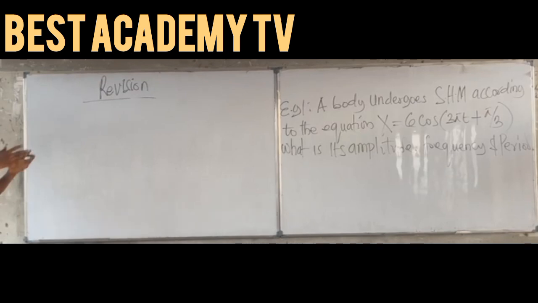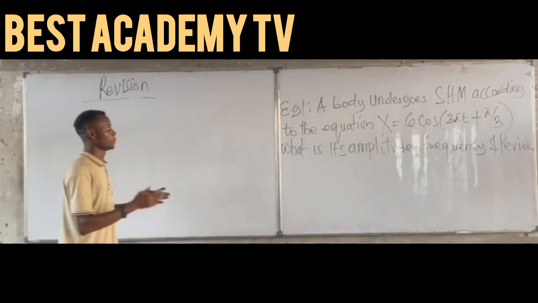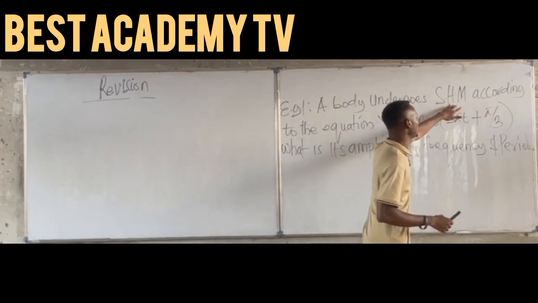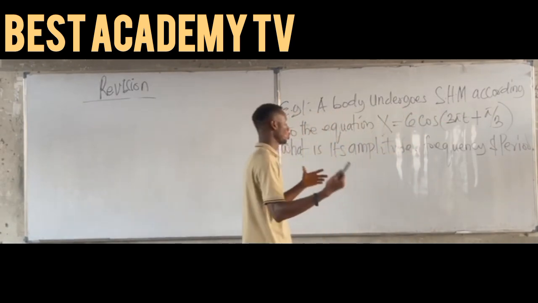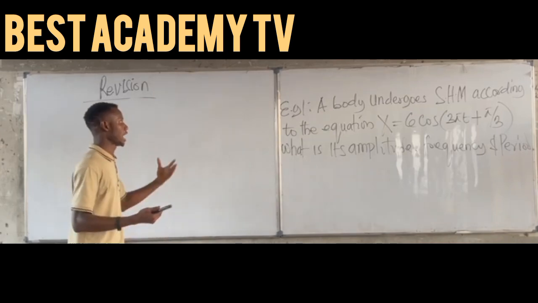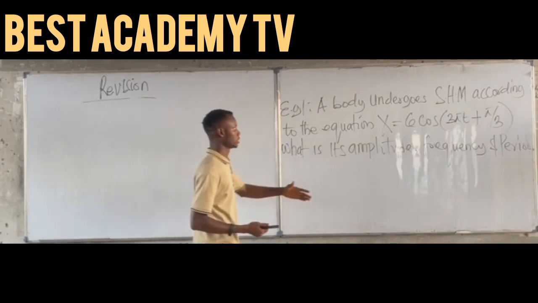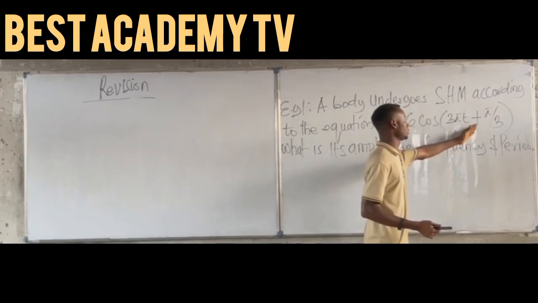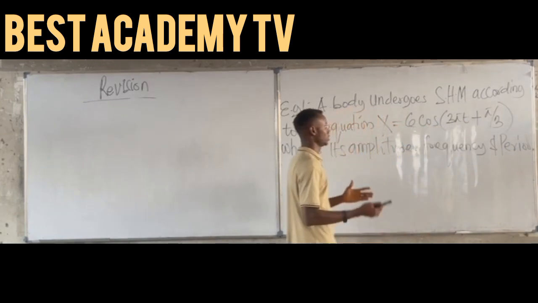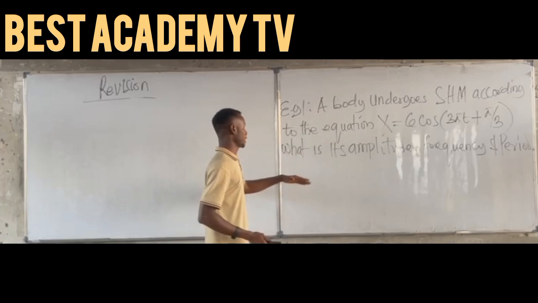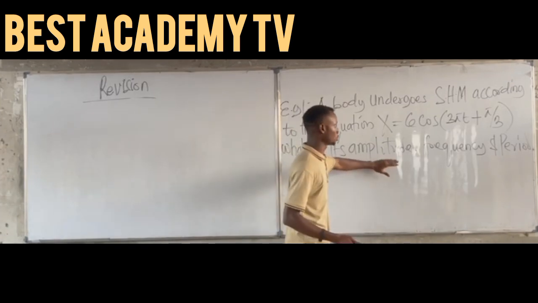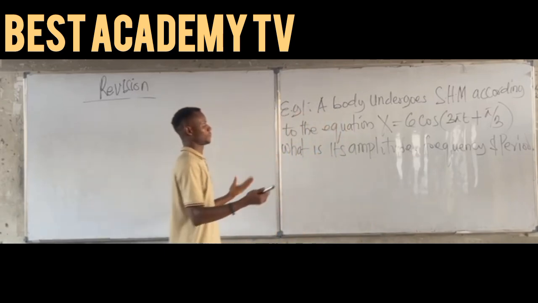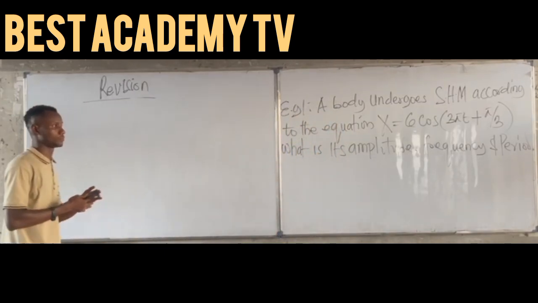Okay, and let's solve this question here. A body undergoes SHM. SHM is said to be simple harmonic motion. We are going to know what simple harmonic motion is. According to the equation, F is equal to 6 cos (3 pi t plus pi over 3). What is its amplitude, frequency, and period?